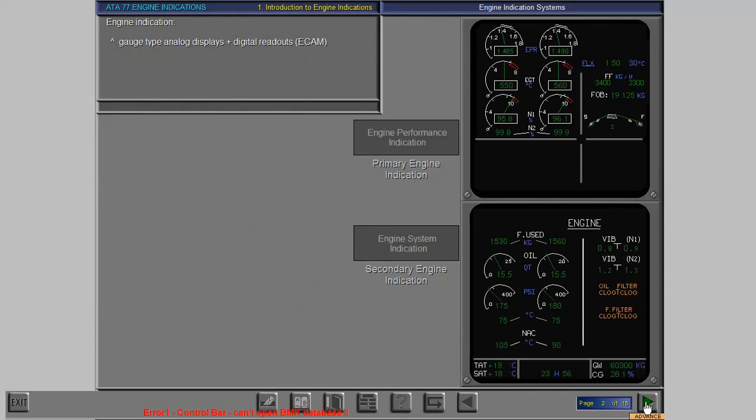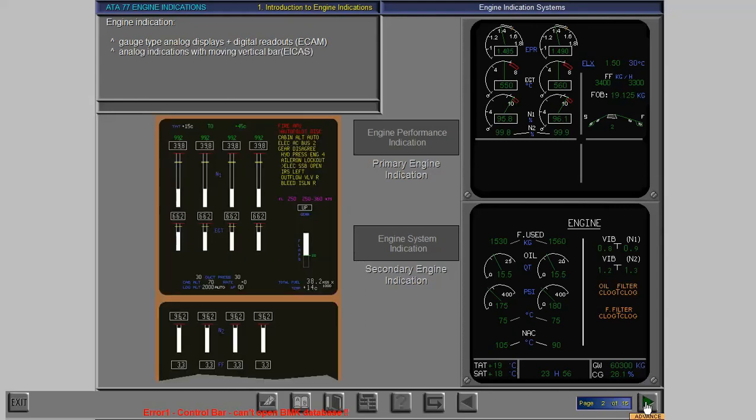There are engine indications such as the ones shown on this ECAM display system. They have a combination of gauge-type analog displays and digital readouts. There are also analog indications with moving vertical bars, such as the ones shown on this ICAS display. Now try this question.